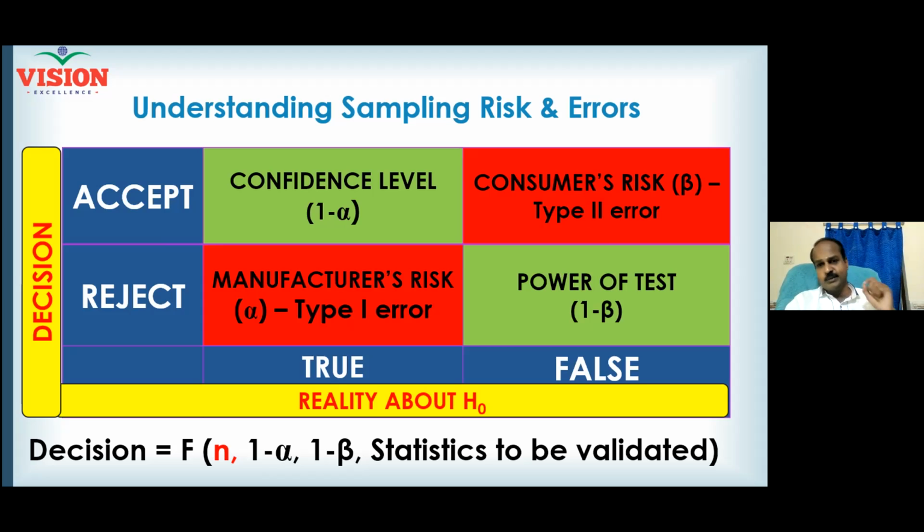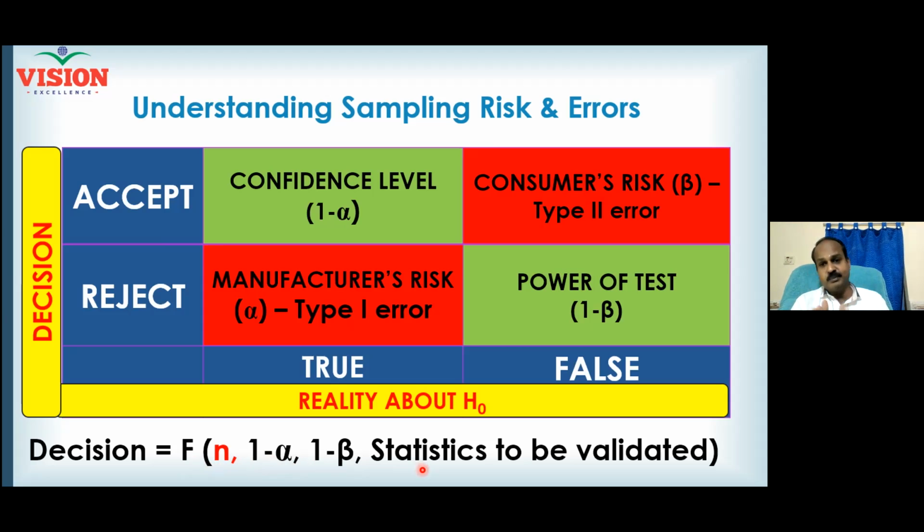And ultimately, your decision about whether the alarm is a false alarm or a true alarm depends on N. What is N? Sample size. 1 minus alpha. What is 1 minus alpha? Confidence level. 1 minus beta, which is the power of the test. And then the difference in statistics you want to validate.